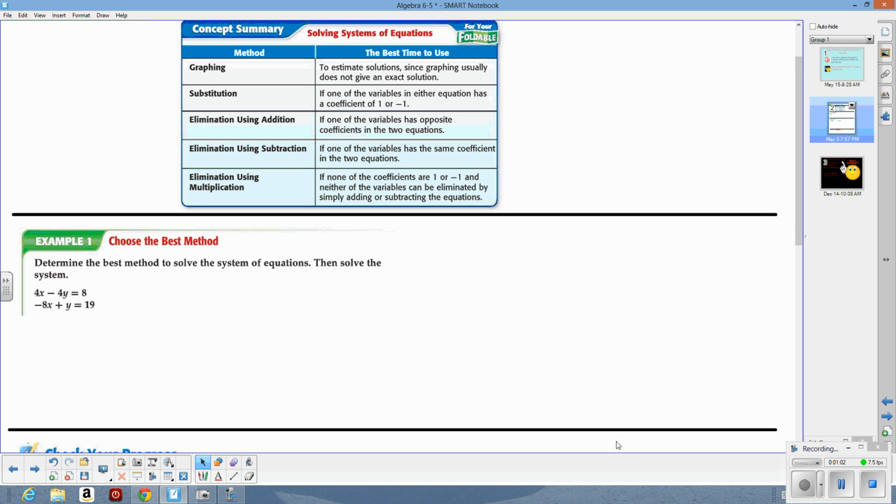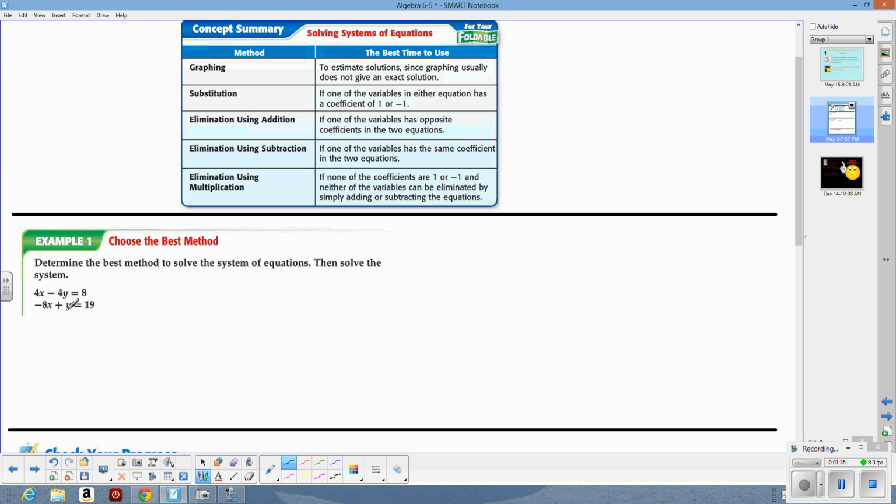So in our first example, it says determine the best method to solve the system of equations, then solve the system. I'm going to go ahead and use substitution to solve this one. I'm going to use substitution because this right here has a coefficient of 1, so I can easily solve this equation for y and substitute it in. I know this method is not a favorite of students. I would guess that many of you would choose to multiply this bottom equation by 4 and use elimination using multiplication, but we need to practice with substitution.